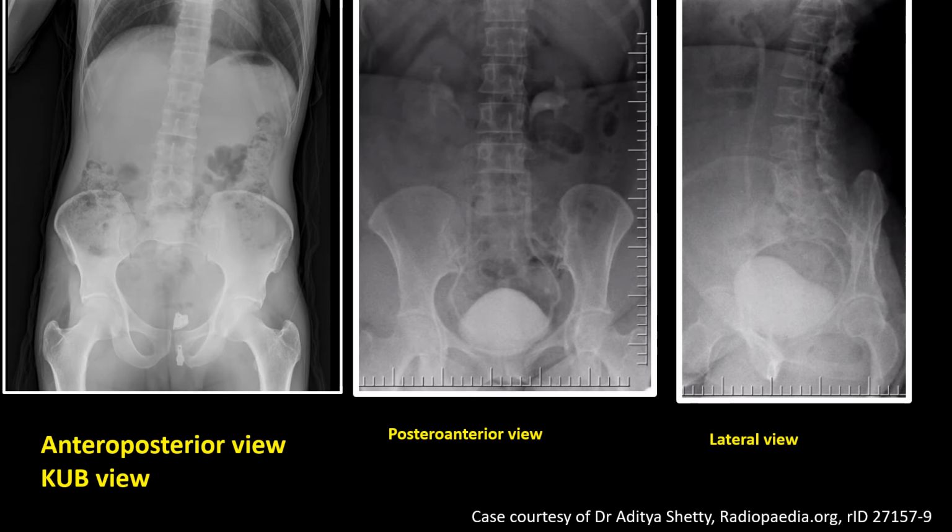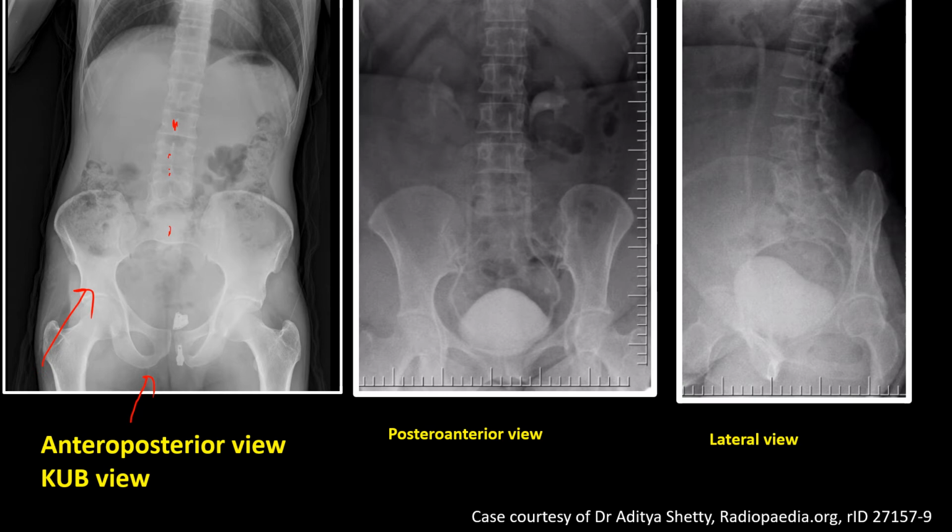Here we can see three different images. In the first image, we can identify the posterior structures better, like the spinous processes of the vertebrae. We can easily identify the posterior superior iliac spine as well. So this is the antero-posterior view. When the posterior structures are well visible, it is known as the antero-posterior view. This is also known as the KUB view because it is used to image the kidney, ureter, and urinary bladder.